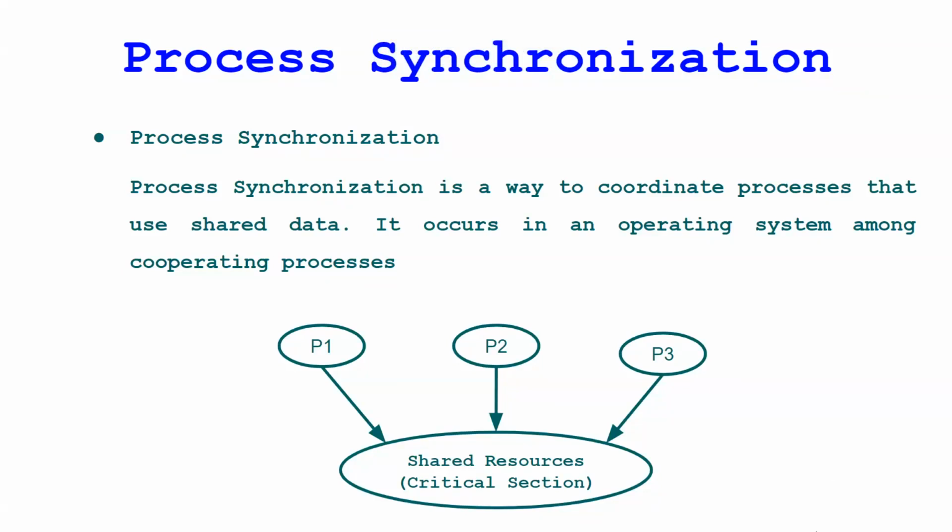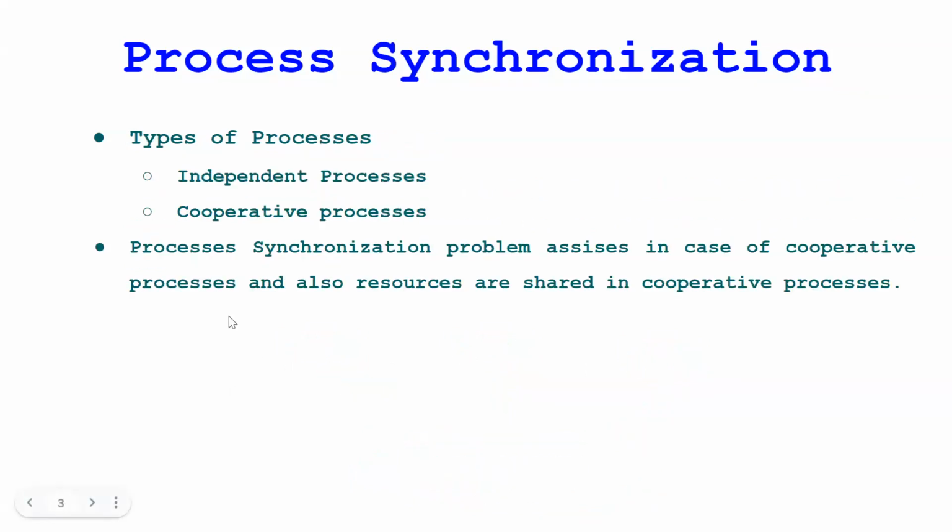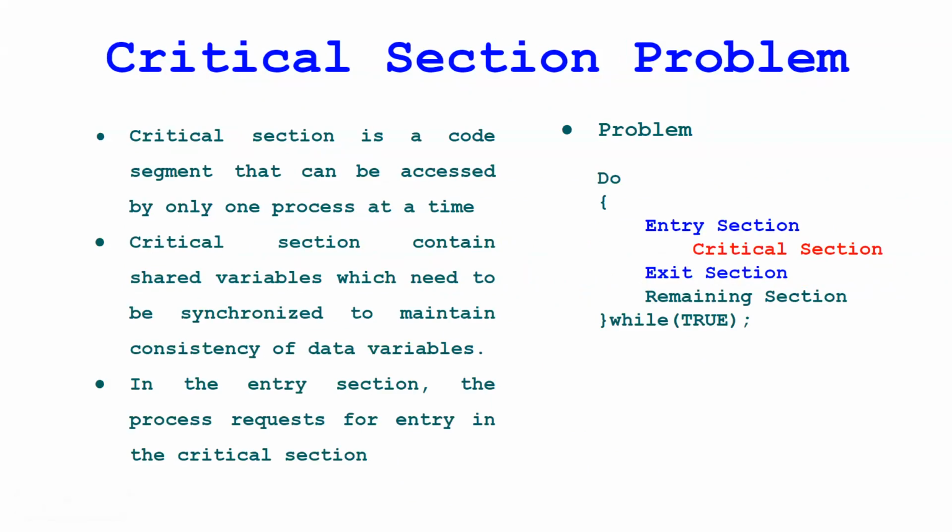Process synchronization is a way to coordinate the processes that use shared data, as I said, and this problem is there only in cooperating processes. That already I just told you. And this is a critical section. The critical section will be used by all these three cooperating processes, but the condition is that only one process would be in the critical section, and that is nothing but mutual exclusion, which I already told you. These are the two types we have already seen, independent and cooperative. This is the critical section problem.